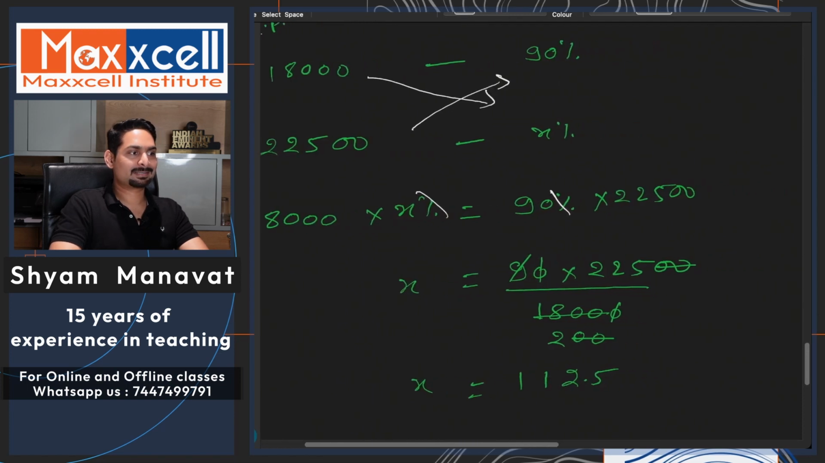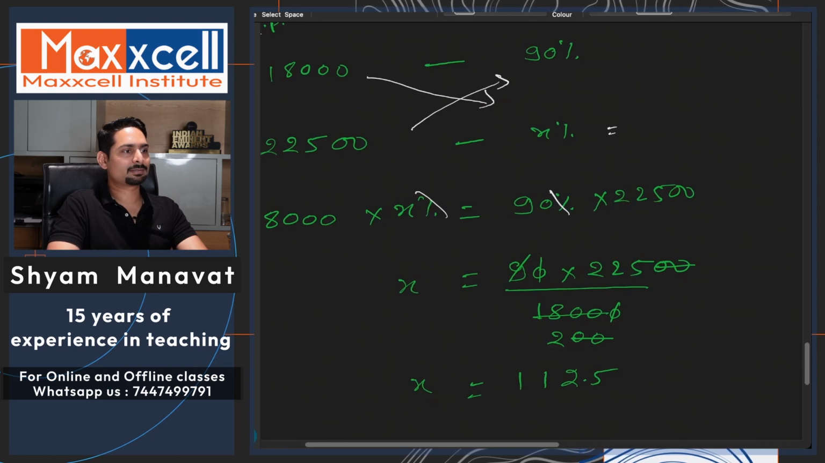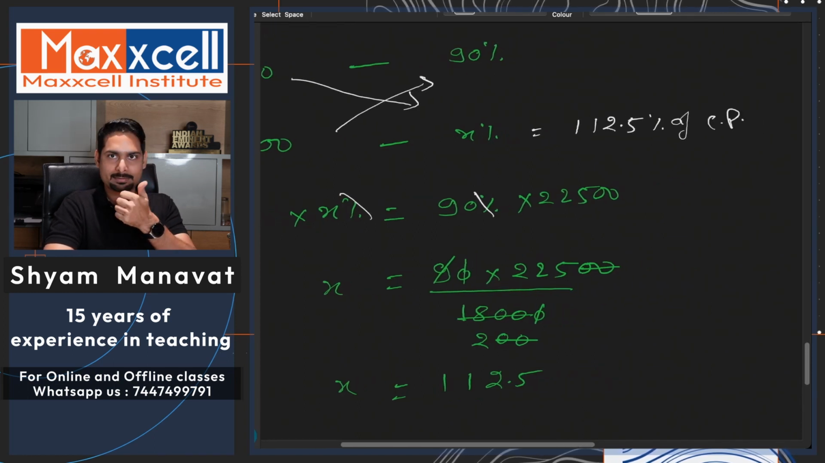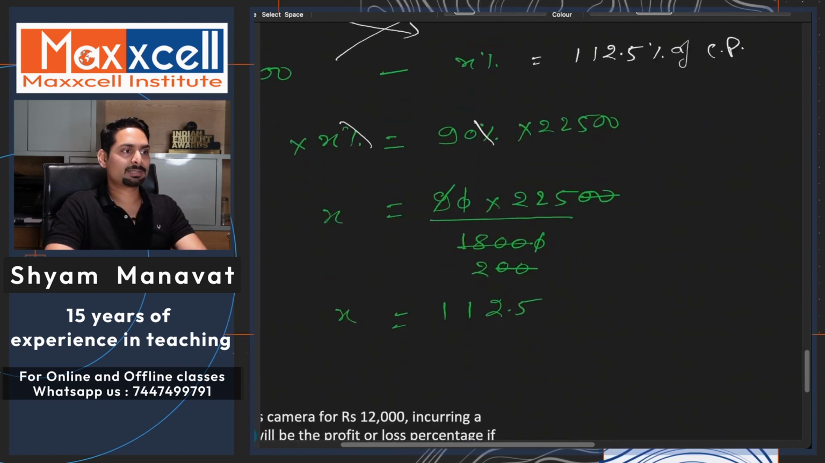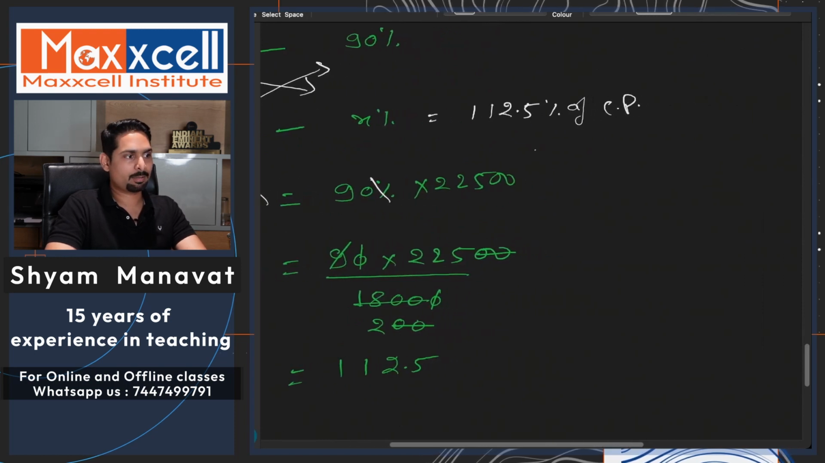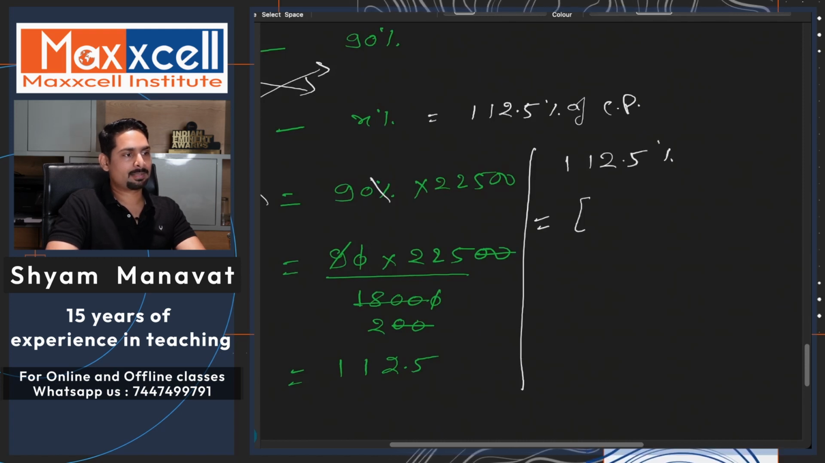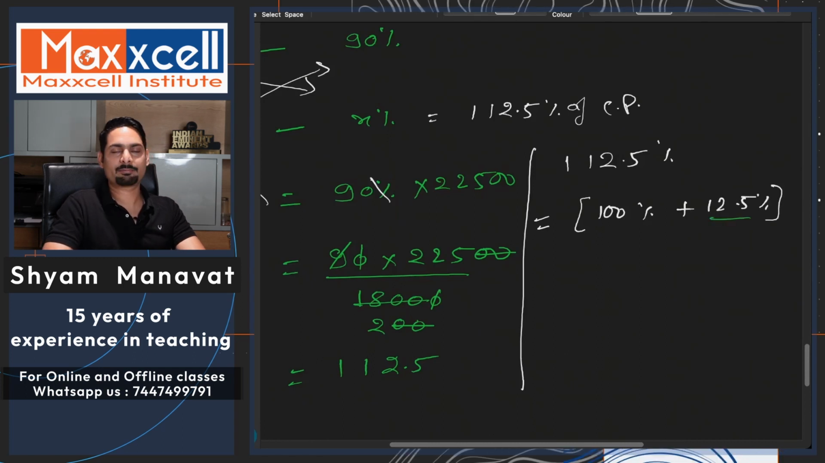In a way I can say, I'll replace this x as 112.5. So look at this, I can say this is equal to 112.5% of cost price, right? So this is more than 100%, so definitely there is a profit. Now how much is the profit? So only see how much this is more than 100. I can say 112.5% is equal to 100% plus 12.5%. So there is a profit of 12.5%.